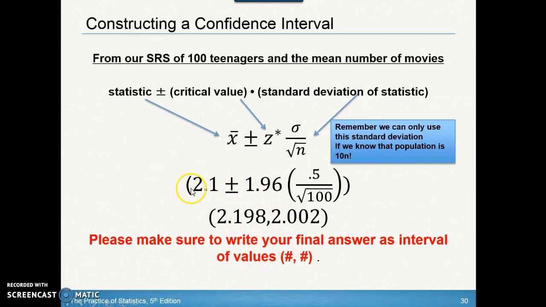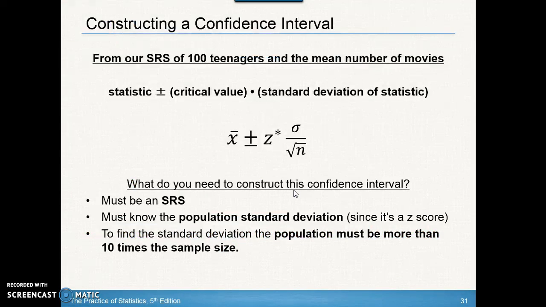Now, always make sure you don't just write this as your final answer. We actually want to see what that confidence interval is, the average amount of movies that teenagers go to in a month. So make sure you write your final answer as number, comma, number. I have 2.198 to 2.002. That didn't really change that much. Actually, these should be written the other way. The lower number should be first and the higher number should be second.